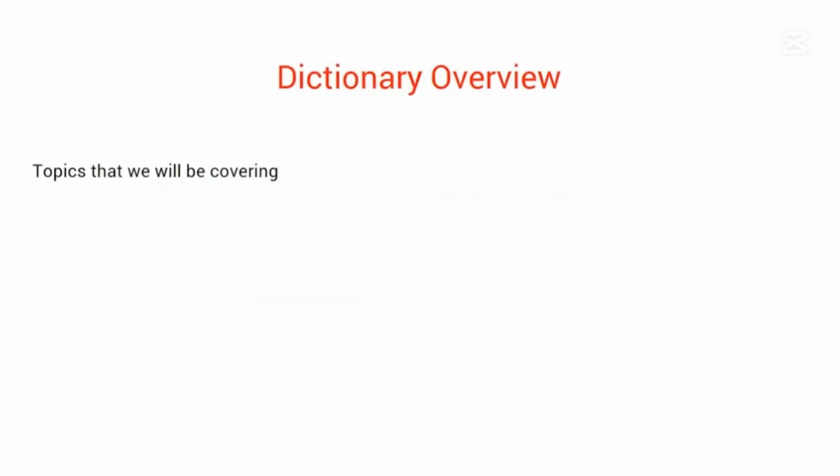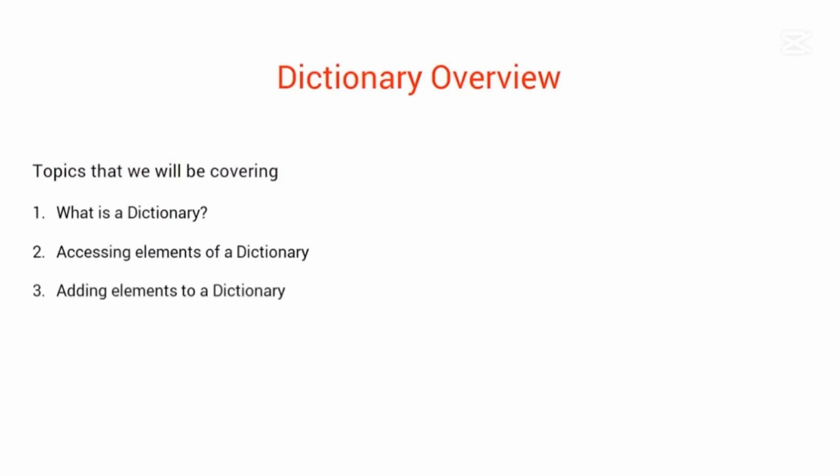Now that we know how dictionary can help us solve our problem, let's see what topics we are going to cover about dictionary. First, we are going to discuss what a dictionary is. Second, we'll see how we can access elements of a dictionary. Then we will discuss how we can add elements to a dictionary and remove elements from a dictionary. Let's discuss each of these topics in detail.